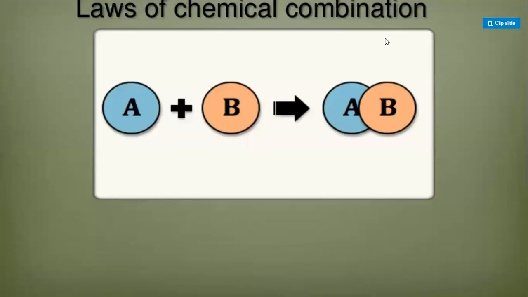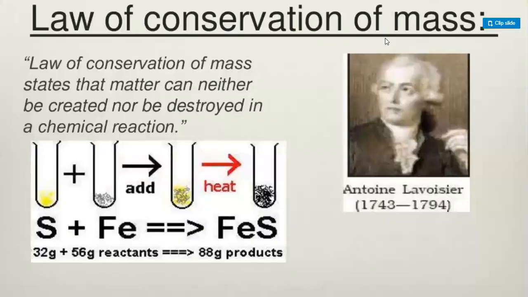Law of chemical combination. There are different types of laws on the basis of which we can find out how elements combine together, how A plus B combine and form a new compound, AB, with distinct properties. Let's begin with the first law, the law of conservation of mass.